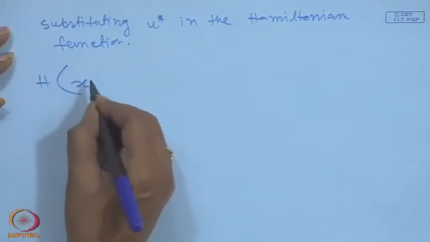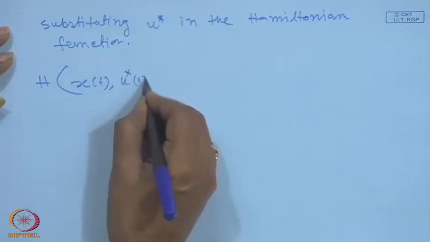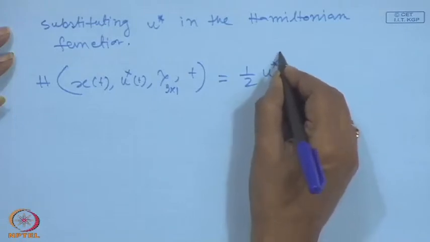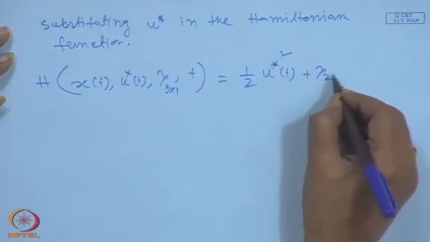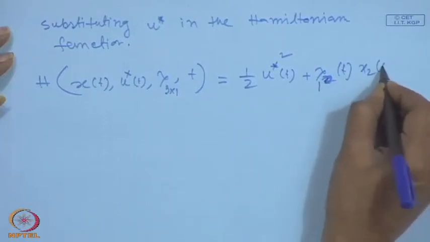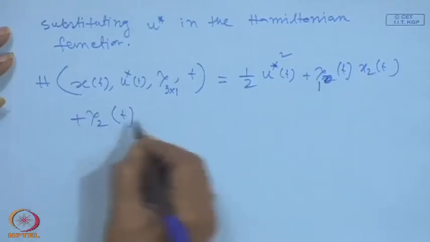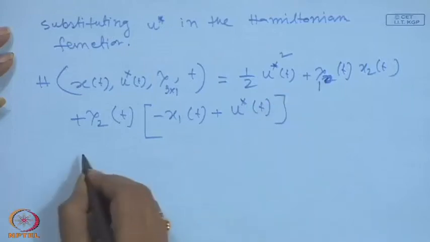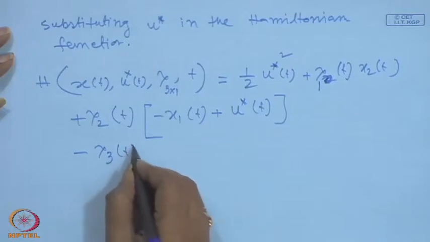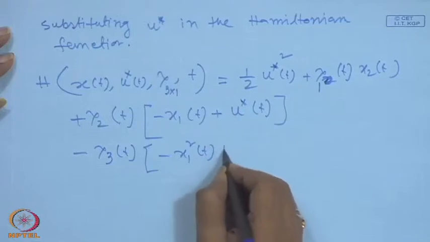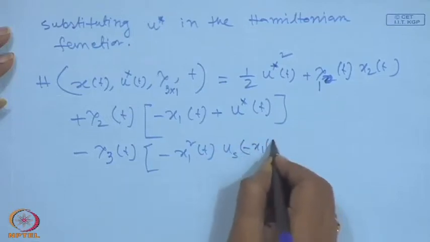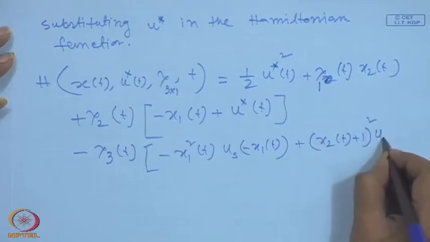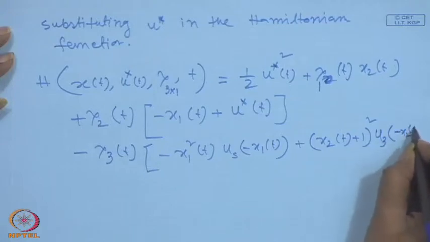If you put the Hamiltonian function H(x(t), u*(t), lambda(t)), where lambda has dimension 3 cross 1, it is half u*(t) squared plus lambda 1 of t x 2 of t plus lambda 2, same thing, only u is replaced by u star, (minus x 1 of t plus u star of t) plus lambda 3 of t (minus x 1 star of t, u star minus x 1 of t plus x 2 of t plus...). I am just repeating the same expression and writing u replaced by u star of t.